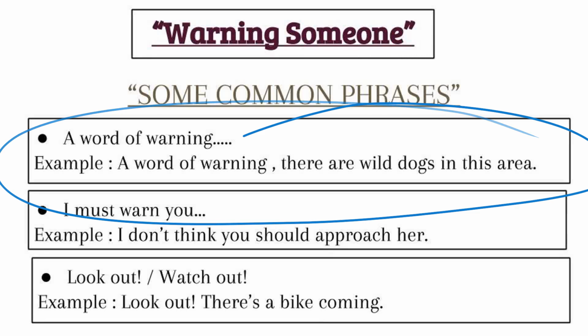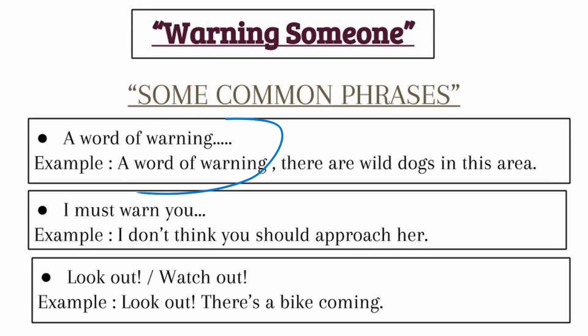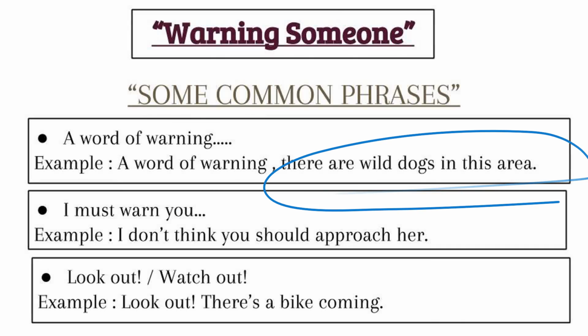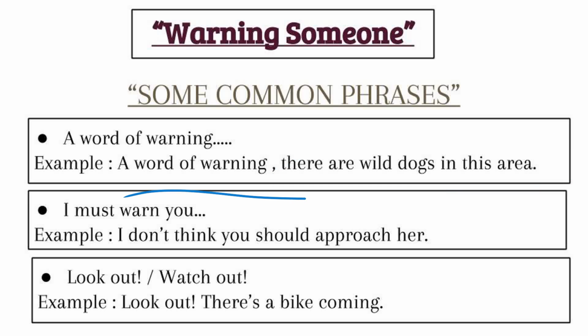Now the next is a word of warning. So a little formal. You usually do not use it in informal conversations. You use it like a word of warning, of course, always in the beginning. There are wild dogs in this area. So it is understood that it is a very formal kind of phrase, and you use it when you think that something has risk or danger in being done. Okay, so you warn somebody about something which is dangerous or which could be risky for them to do. And only in such extreme conditions you use a word of warning.